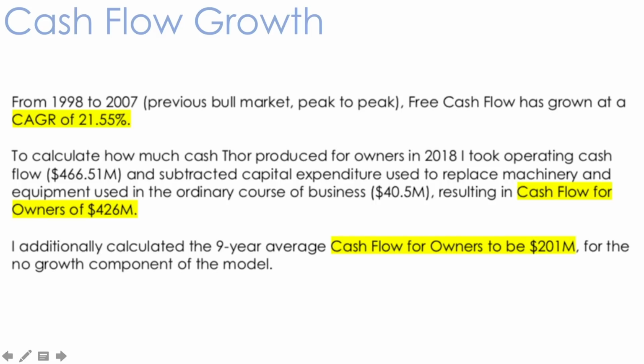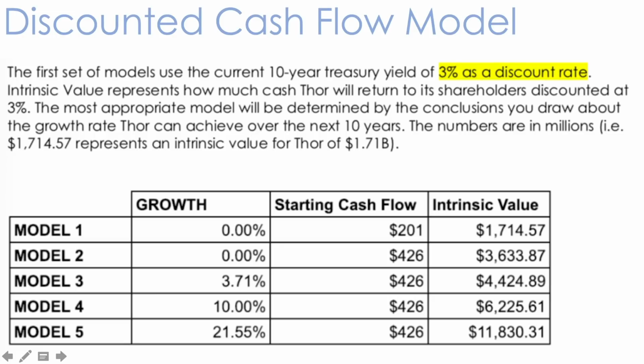Also, what I did was I calculated the 9-year average cash flow for owners to be 201 million, and that's going to be for our very conservative no growth component of the model. So let's have a look at the models.